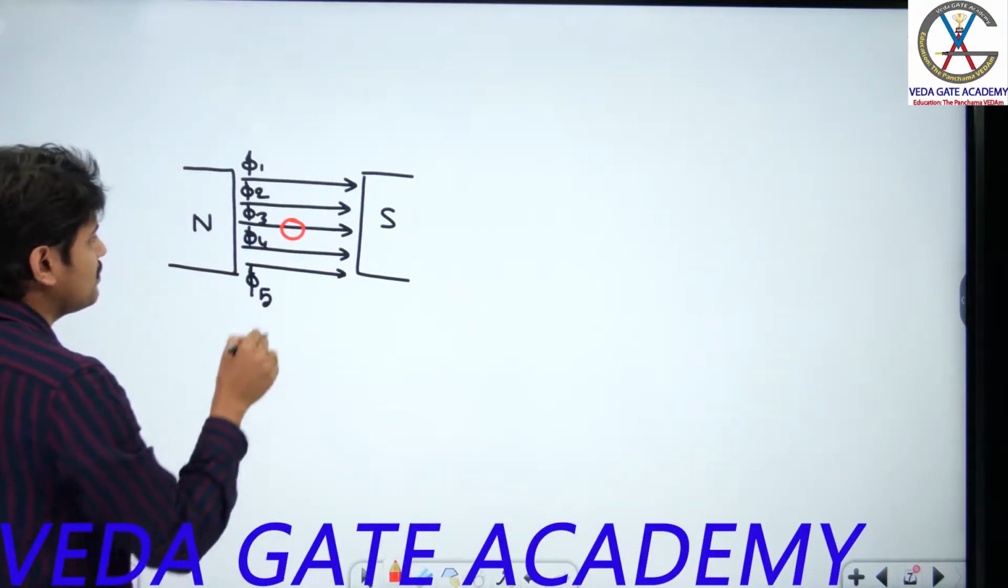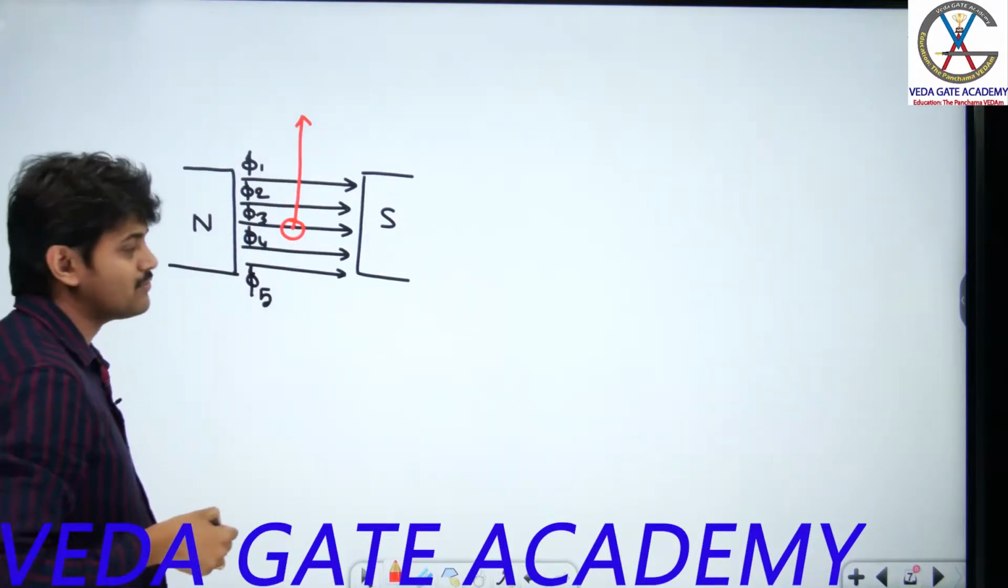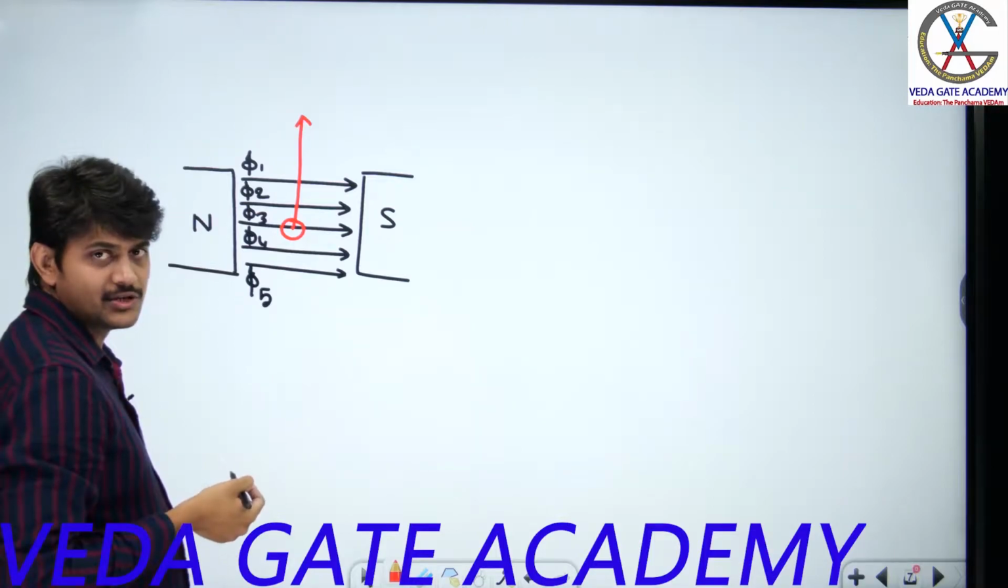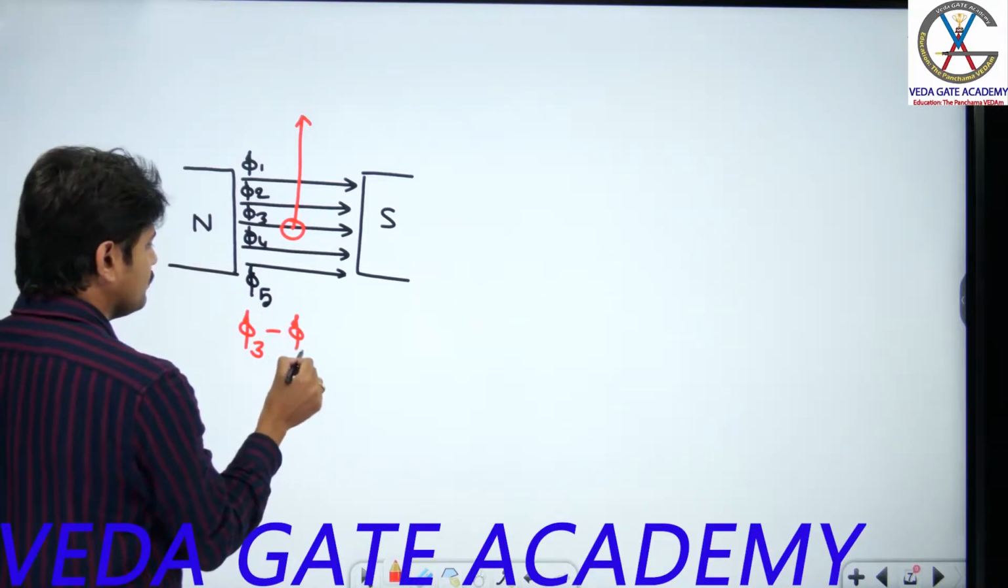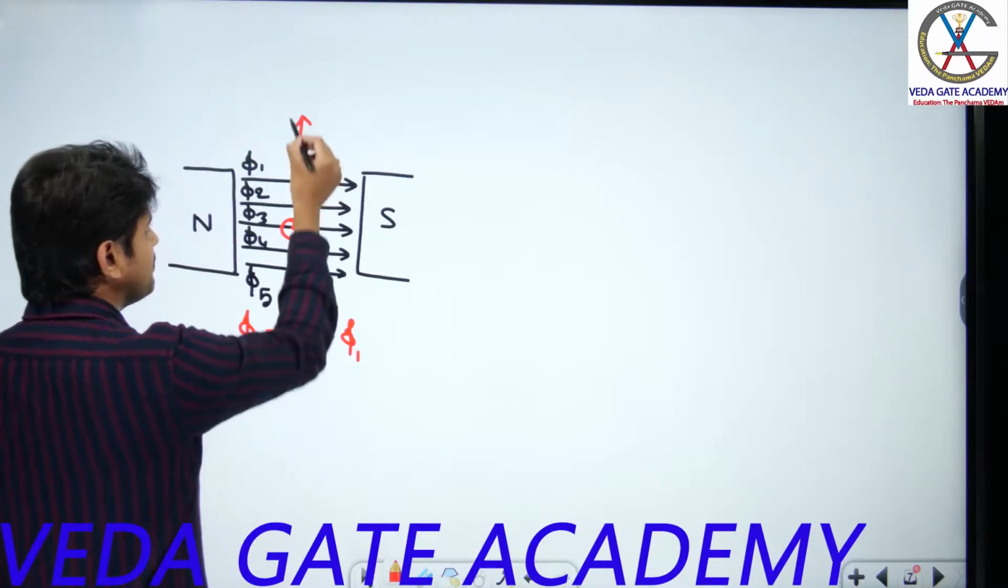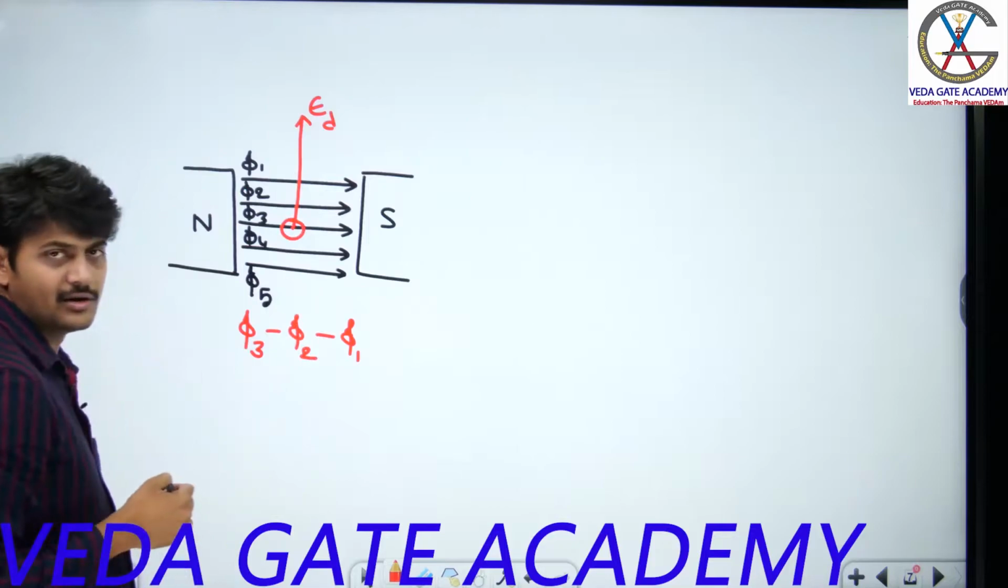Now, as we know, if this particular conductor is moving in this direction, what will happen? Obviously EMF gets induced, because there is a change in flux lines from phi 3 to phi 2, phi 2 to phi 1. So obviously EMF gets induced across this one. This kind of EMF I can call dynamically induced EMF.